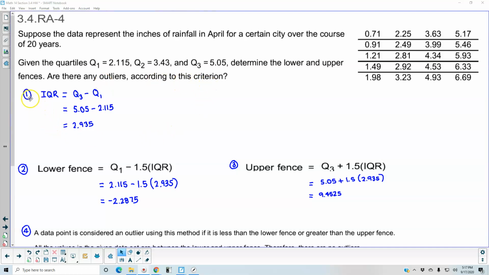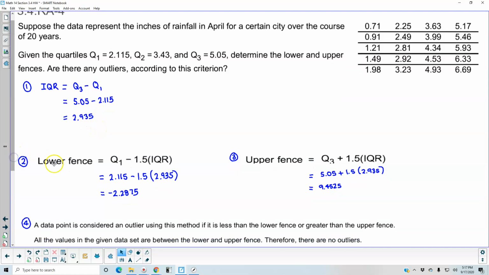So the first thing we need to do is find the interquartile range. The interquartile range is Q3 minus Q1. Well, Q3 is 5.05, Q1 is 2.115. When we subtract that, we get an interquartile range of 2.935.